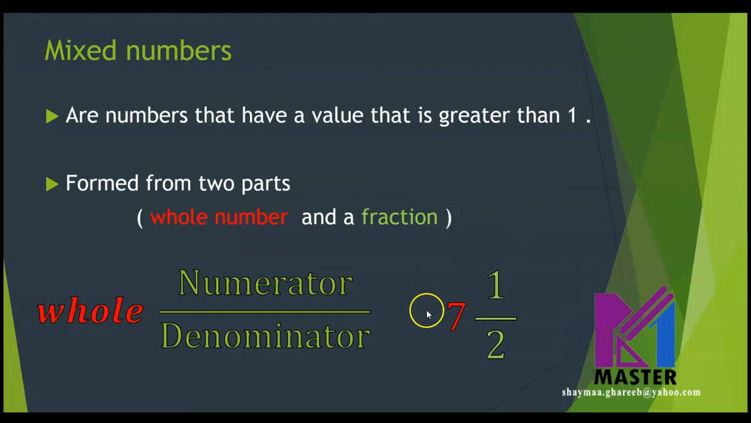For example, this mixed number, 7 and a half. I write it as 7 and 1 over 2, and I read it as 7 and a half or 7 and 1 over 2. And this is how the mixed number looks. Is this clear? How do we write mixed numbers?